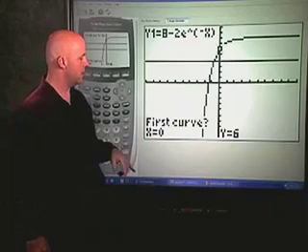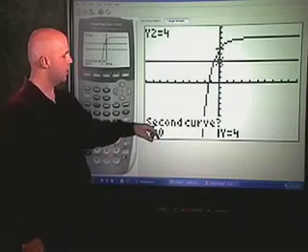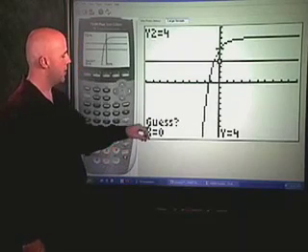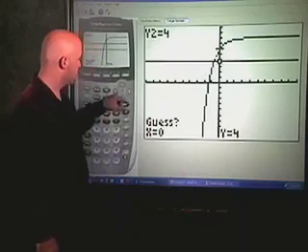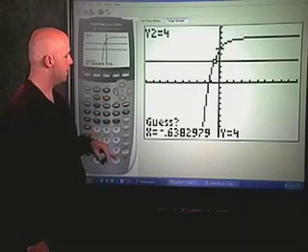We're first asked to select the first curve. We're on y1, so we just hit enter. We need the second curve. We're now on y2, so we just hit enter. And now we need our guess. And we're just going to scroll slightly to the left, so we're close to that intersection point. Hit enter.